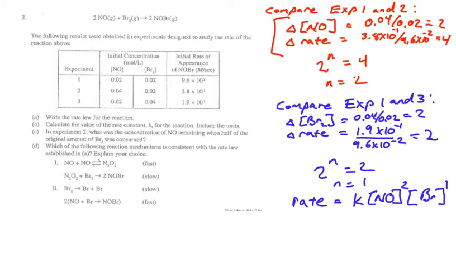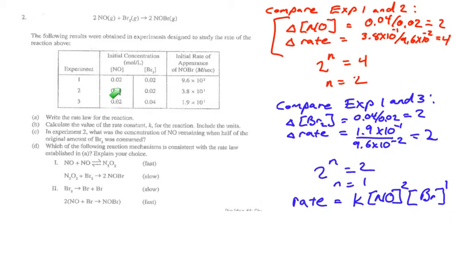The second part says calculate the value of the rate constant. Oh, wait a minute. Before we do that, I was going to go back and show you, what do you do if you can't easily compare 2 experiments? You remember a lot of times one of the 2 reactants, you won't be able to do that. So let's remind ourselves of the rate ratio method.